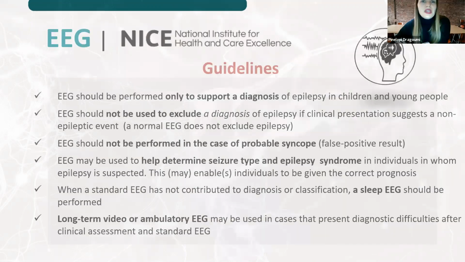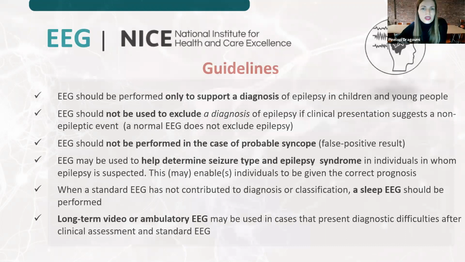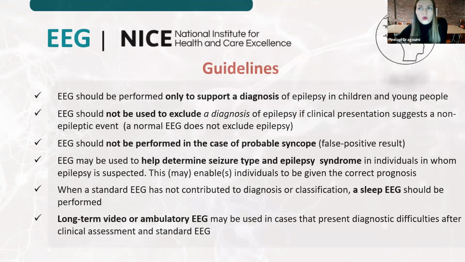Now, I do provide here the guidelines as to the use of the EEG, but I think we already know this. This is only to support the diagnosis, and a normal EEG does not exclude epilepsy. We all know this. And of course, if from the history we think this is a syncope, maybe we shouldn't even do an EEG because this might complicate things. But it's very, very important to help determine the seizure type and classify epilepsy.